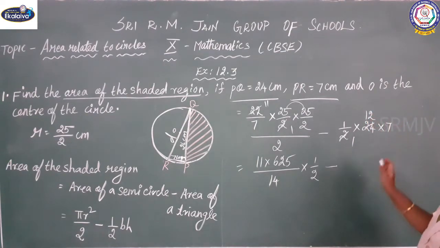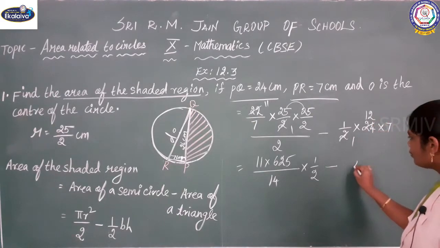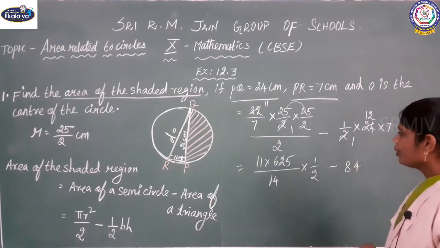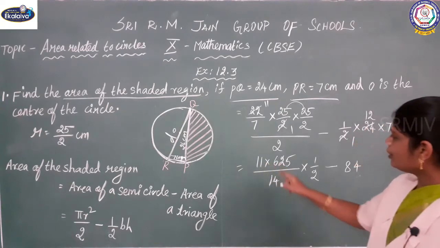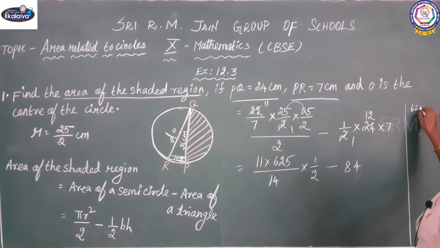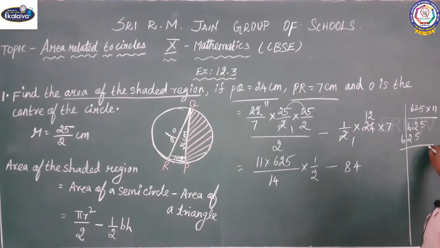So now 12 into 7, what you will get, children? 7 2s are 14, 4 remaining 1. 7 ones are 7. 7 plus 1, 8. 84. Okay. Now you multiply this 11 into 625. When we multiply with 1, we will get the same number. 5, 2, 6. Now add this: 5, 7, 8, 6. 6,875.